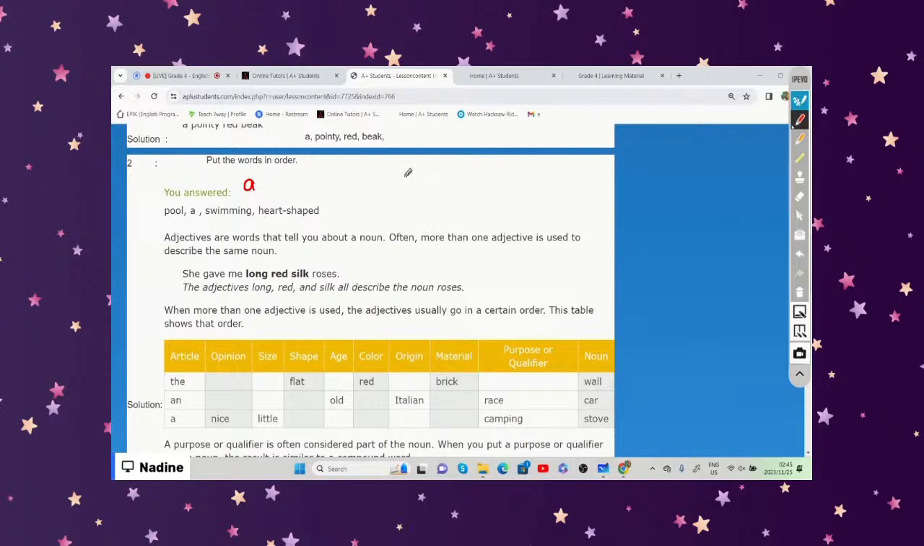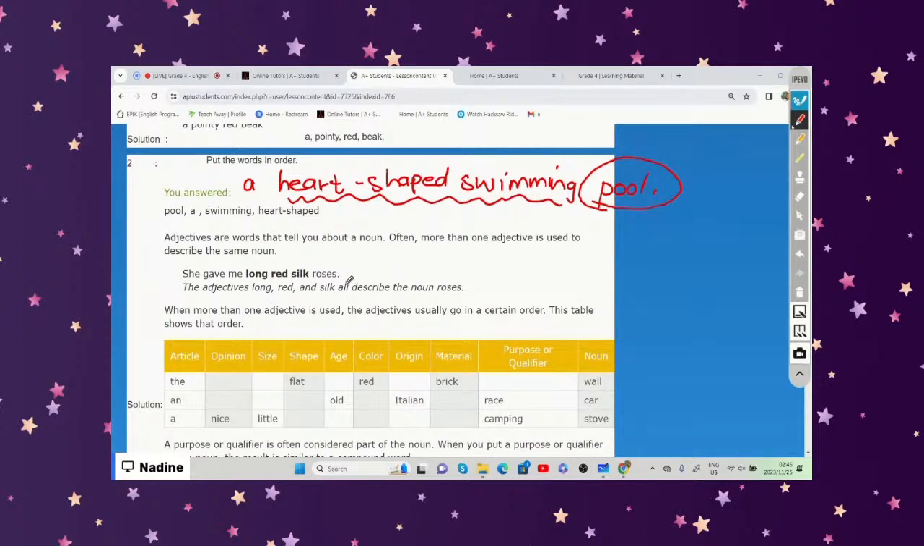And if we put that in order, we can say a heart shaped swimming pool, right? So we describe this swimming pool, which is the noun, as a heart shaped swimming pool. That means heart shaped is our adjective that describes what type of pool it is, a swimming pool.